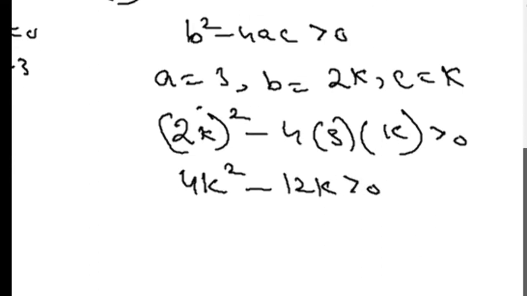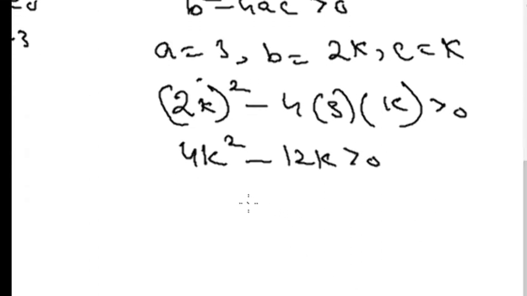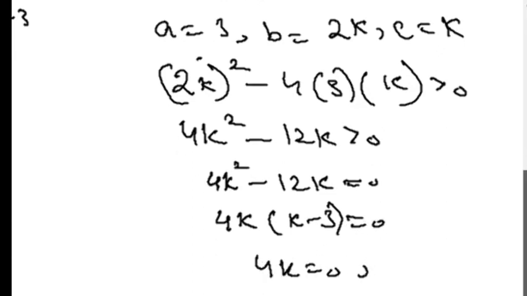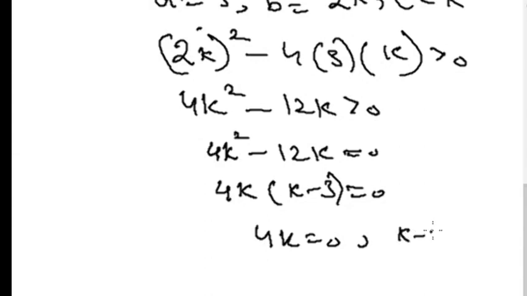Now what is the set of values for k so that we get two real roots? What we will do in this case is make this equal to 0: 4k square minus 12k equal to 0. Now 4k is common, so 4k times k minus 3 is equal to 0. So 4k is equal to 0 and k minus 3 is equal to 0.